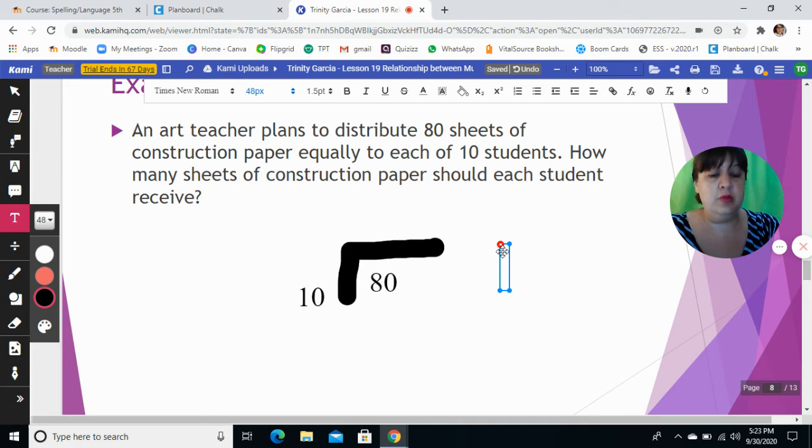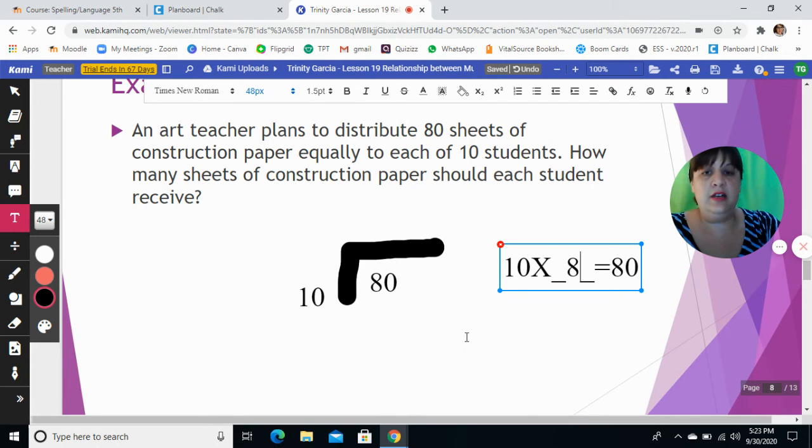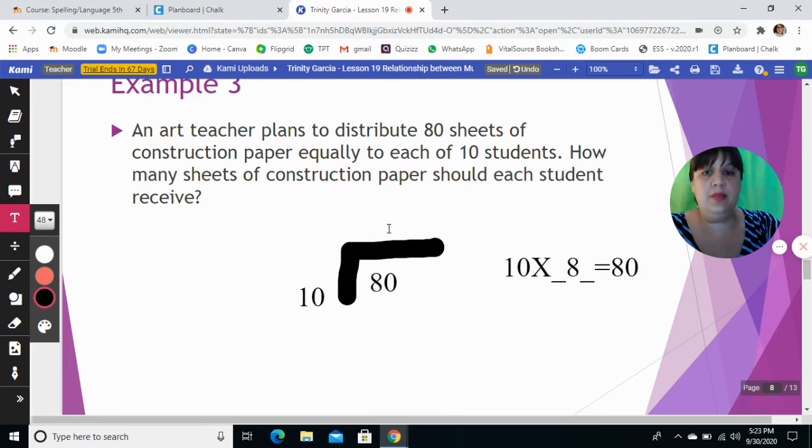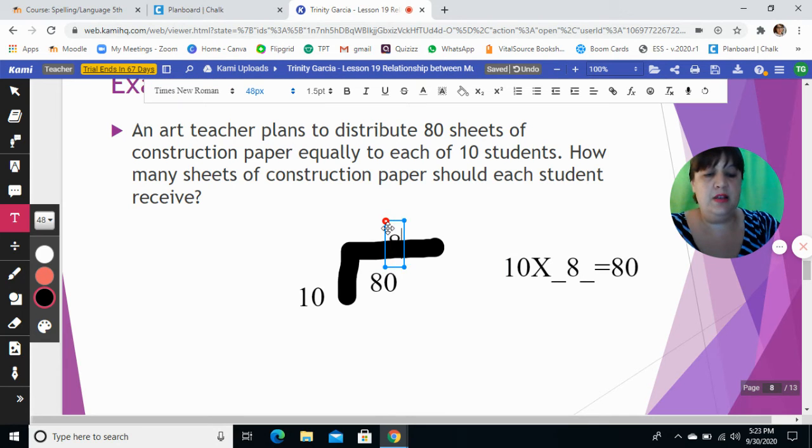So we're going to do what we did before. We're going to say 10 times blank. There we go. 10 times blank equals 80. What times 10 equals 80? 8, right? So we're going to put 8 there, and we're going to put 8 up on top of our division box.